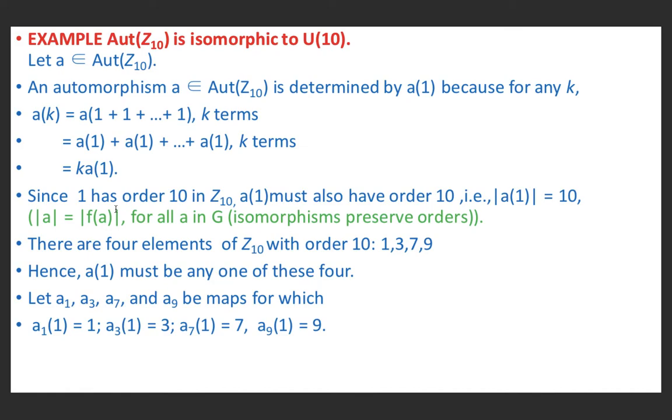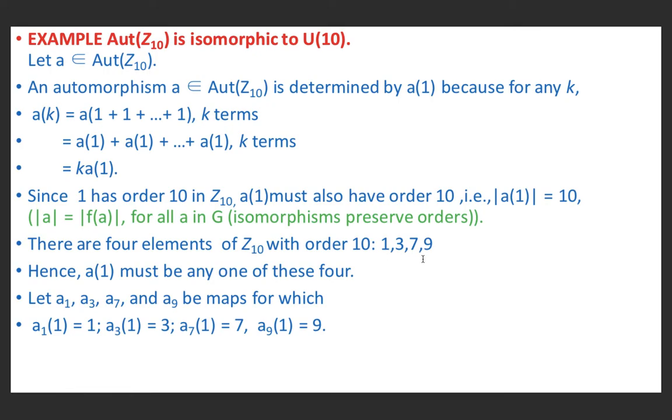Isomorphisms always preserve order. Whatever is the order of an element, the same will be the order of its image under the transformation. Therefore, there are 4 elements of Z10 with order 10. One way to verify is that only 1, 3, 7 and 9 have order 10.